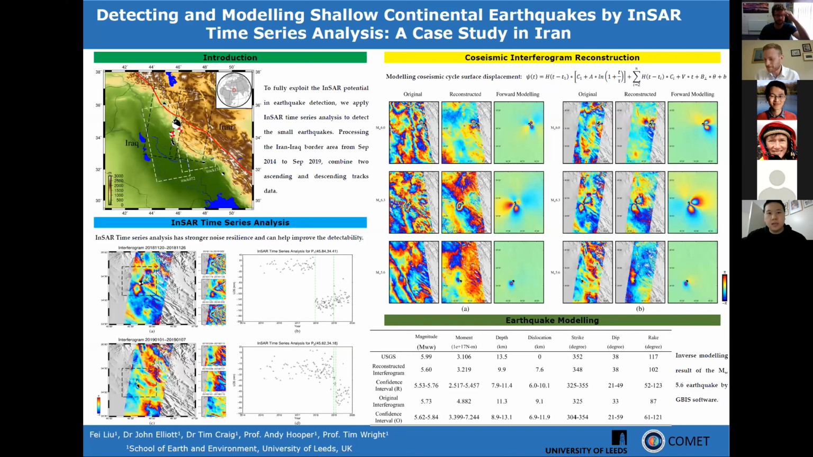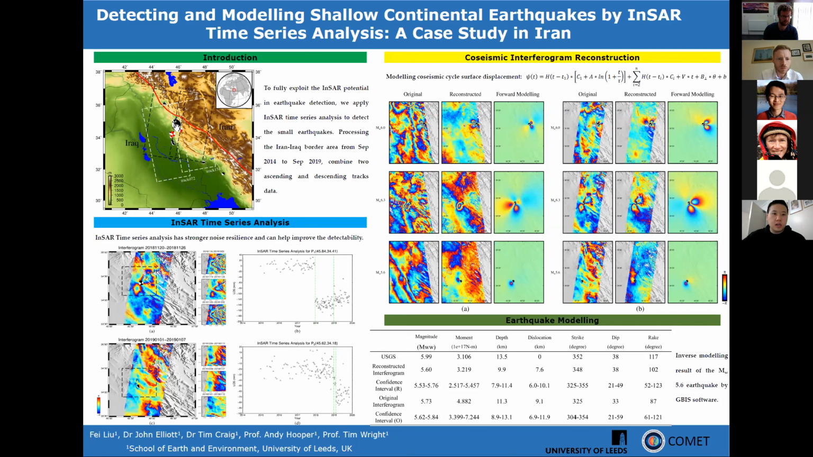Hello, everyone. I'm going to introduce using InSAR time series to detect and model shallow continental earthquakes. Due to some fundamental limitations of InSAR observation, such as decorrelation and atmospheric noise, only certain earthquakes can be seen on a single interferogram. Here, we apply InSAR time series over the Iran-Iraq border area as the study case, processing 5 years of Sentinel-1 data and combining ascending and descending tracks.